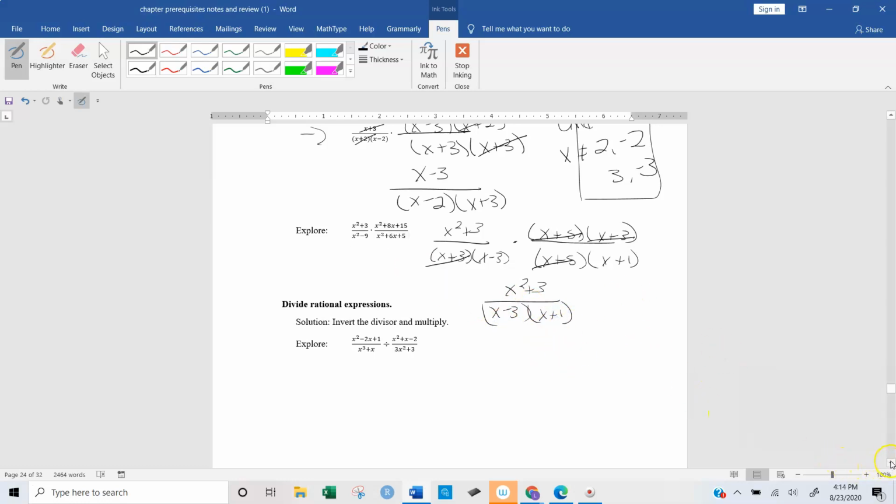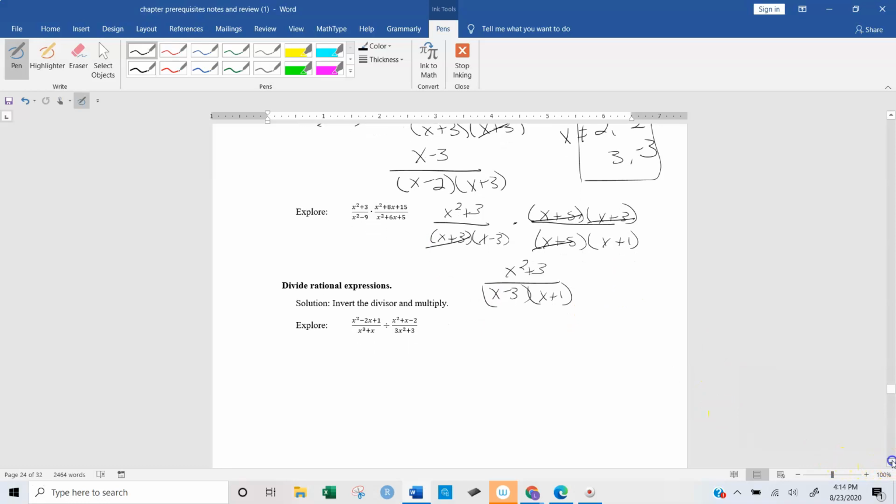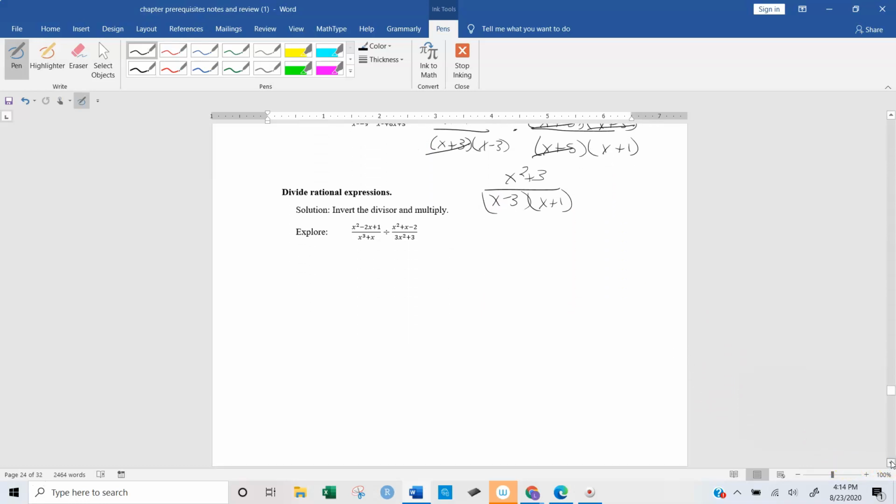Division is just like multiplication, except you add one more step. You flip the second term. So this here is really x squared minus 2x plus 1 over x cubed plus x times, now we do the inverse of this guy, 3x squared plus 3 over x squared plus x minus 2. Now you do the same thing you just did. All right, pause and try it.